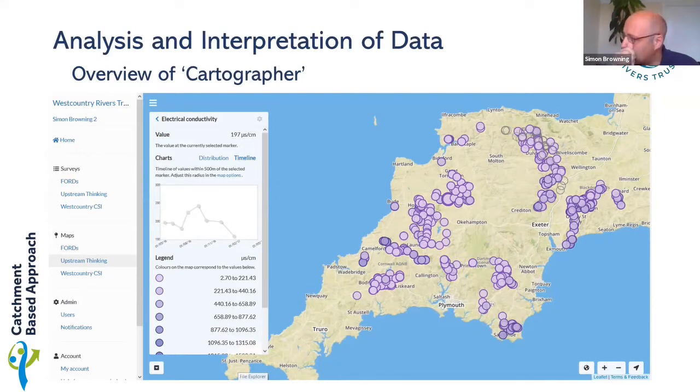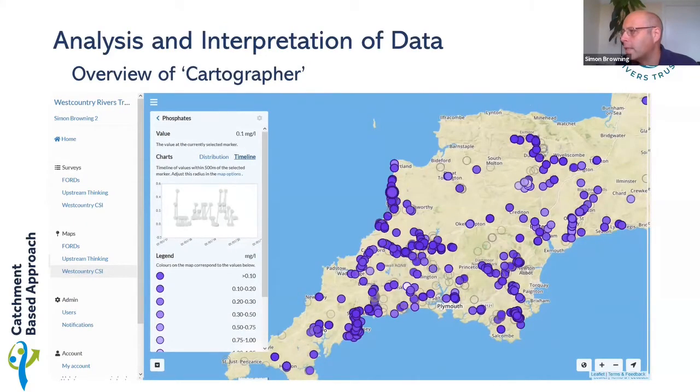And what Cartographer does, it not only shows the main upstream thinking catchments, but also some work we did with Denmark Wildlife Trust on freshwater pearl mussels monitoring. So they can see all that data, and if they click on a point, you also get a timeline for the data you've collected. So without anyone having to crunch any numbers in Excel, you can get quite a good overview of what the data is telling you.